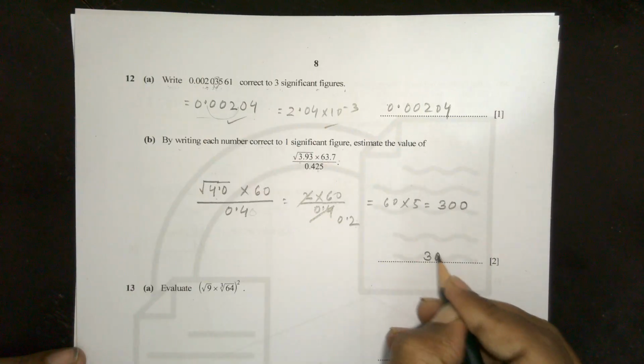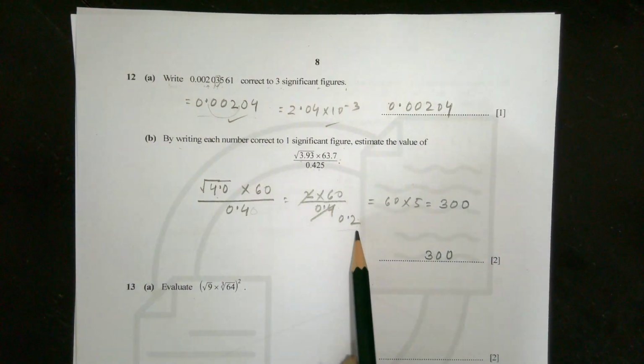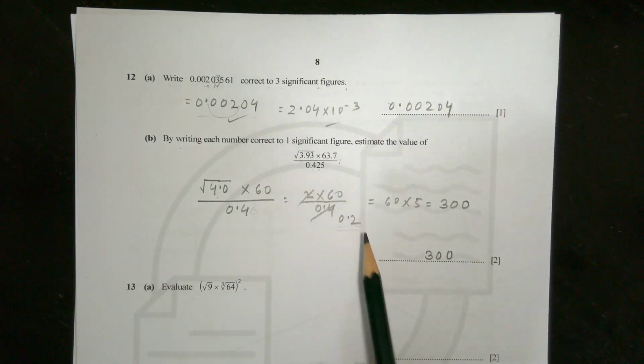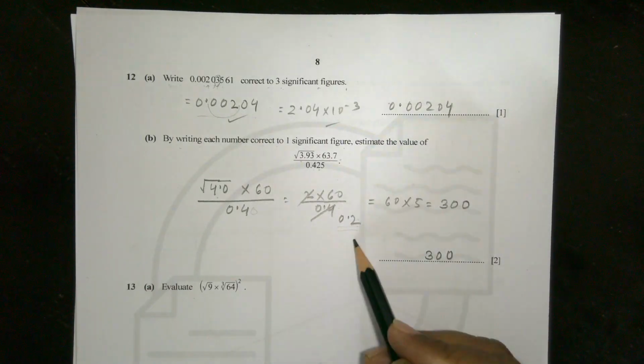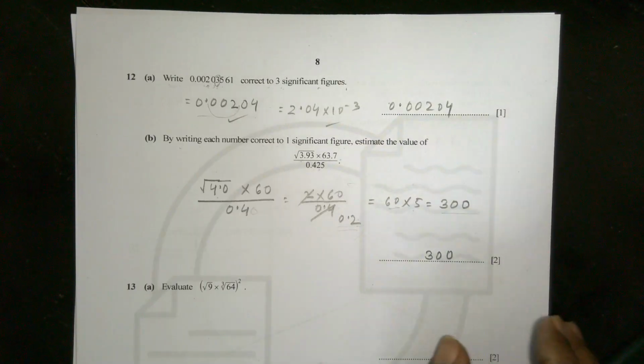Understood? Do you know that 0.2 is actually 1 over 5? Right, yes. So 5 will go up. So 60 times 5 is 300. Okay.